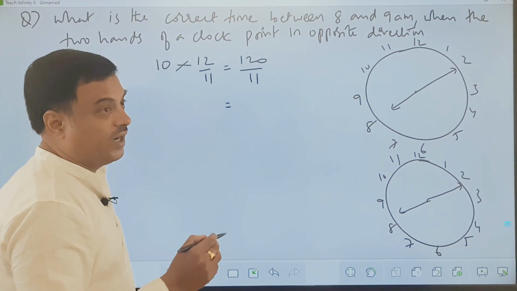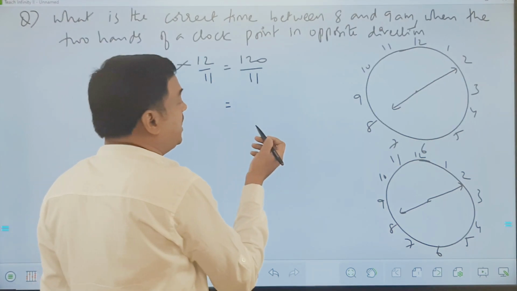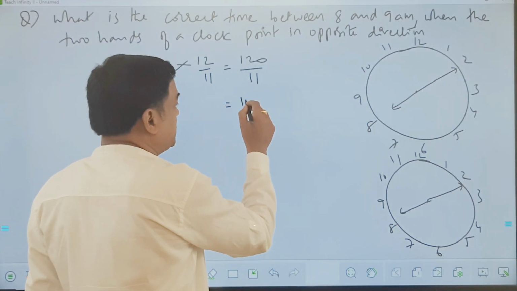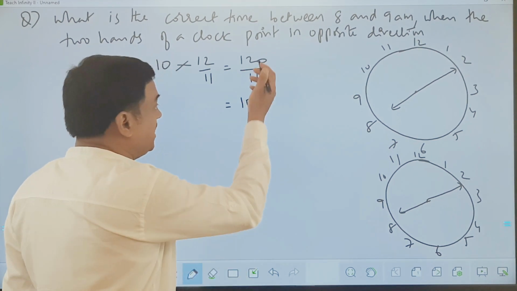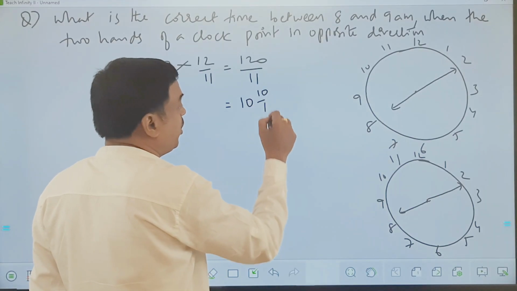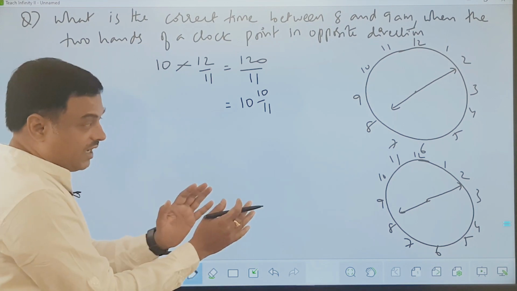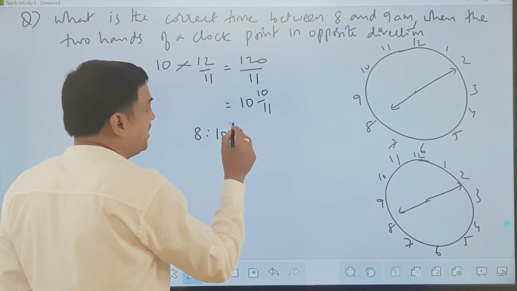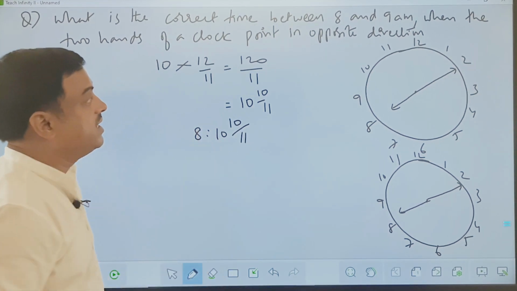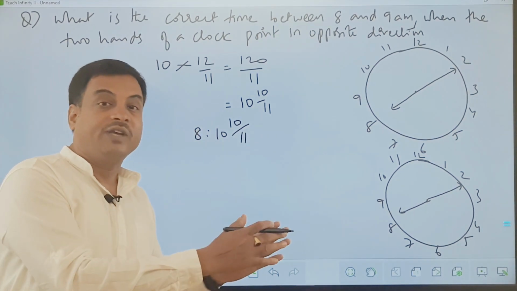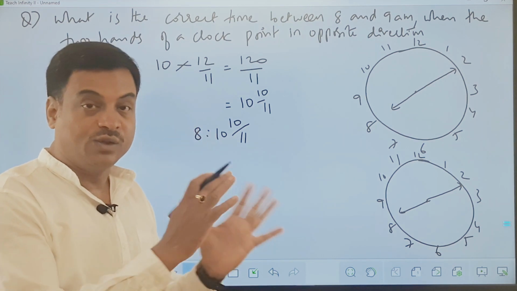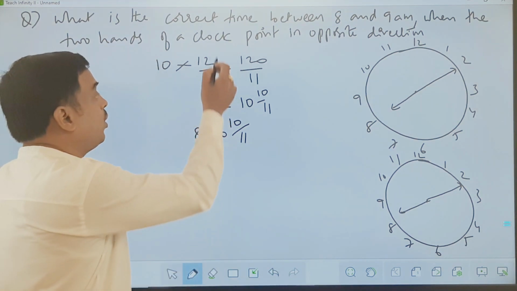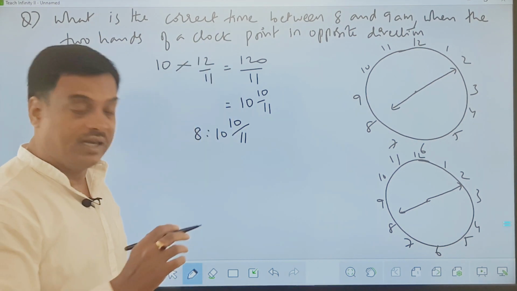If I divide by 11, what do I get? If I divide 120 by 11, 11 tens are 110, so it is 10, and then the remainder is 10, so it is 10 upon 11. So the accurate time which I am trying to get is 8:10 and 10 by 11, when the two hands will be in opposite direction. In my previous video, I have given you the exact timings. You can cross check with that. So this is the accurate time. To get the accurate time, we have to always multiply with 12 upon 11.